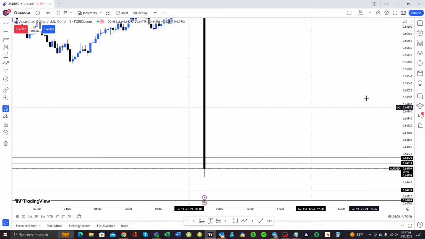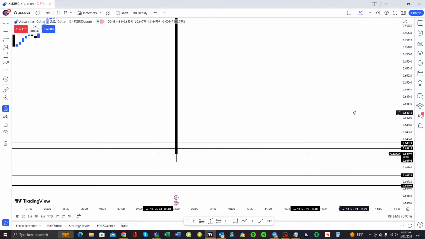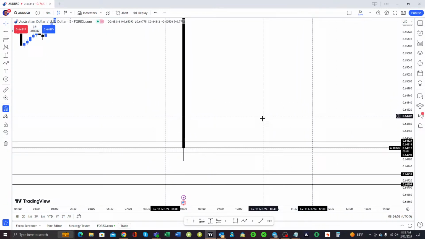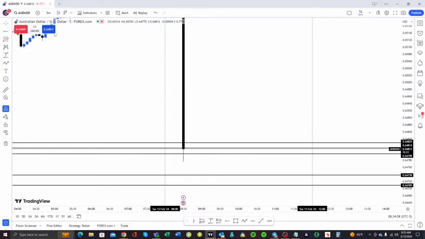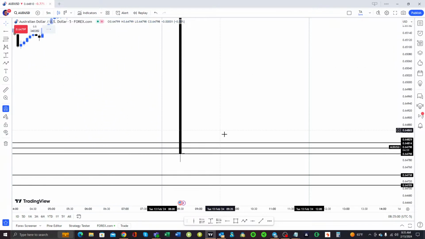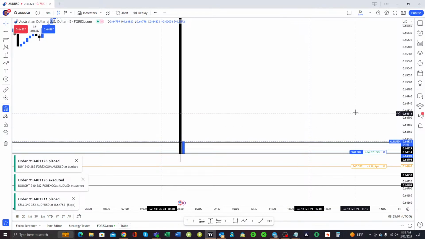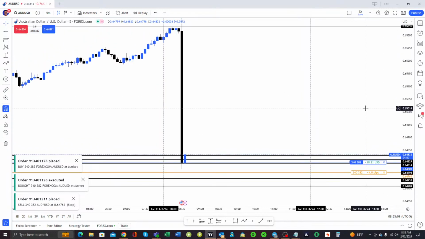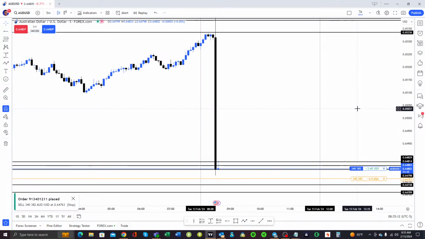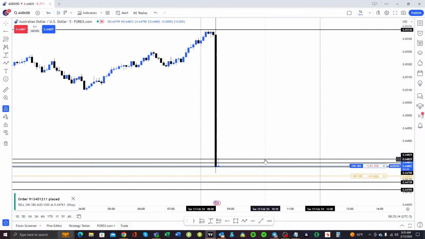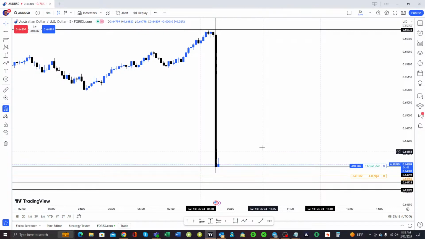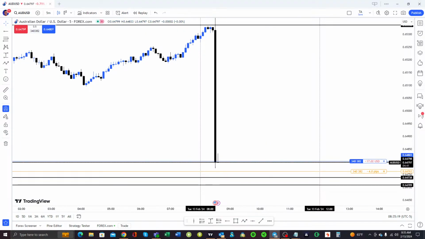See if price holds this swing point down here. If it does, we will try to buy. And it's holding. It held. I'm going to put a 4 pip stop loss. Those two got deleted. We'll see if we can't catch a rebound upwards.